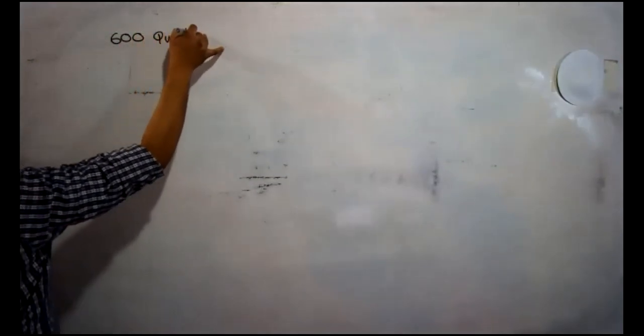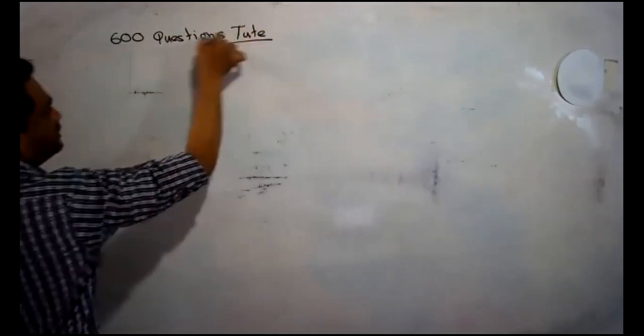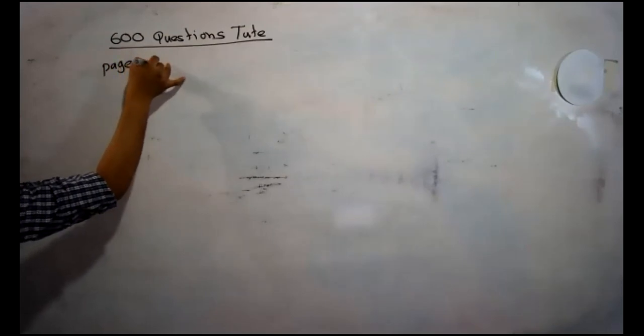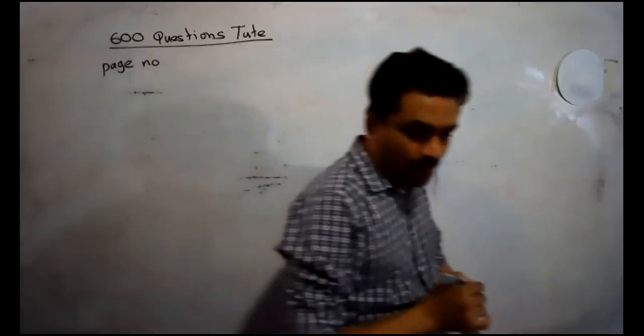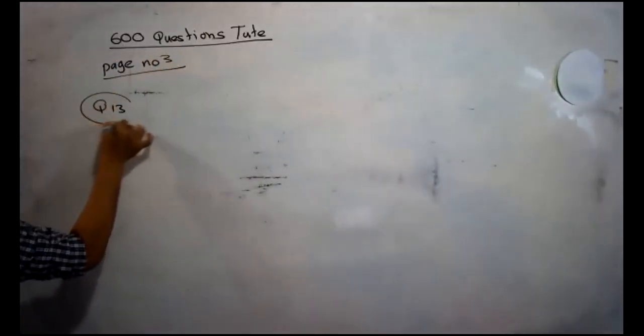So let me draw the figure. 600 questions tube. All the 600 questions are new questions. Page number 3, question number 13.